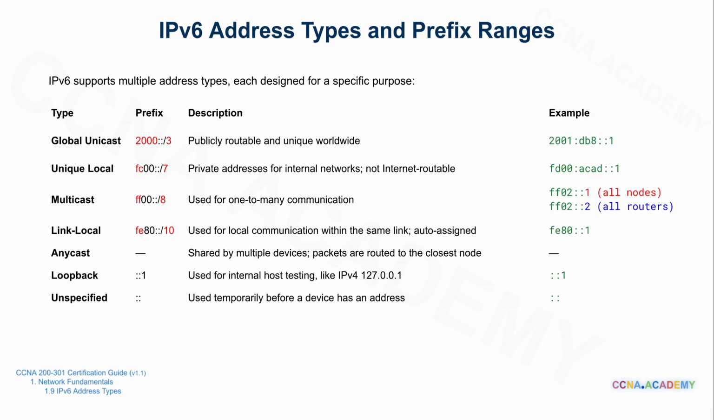IPv6 supports several address types, each with a specific purpose. Global unicast starts with 2000 and has a /3 prefix, is publicly routable. Unique local starts with FC and uses a /7 prefix. It's private and used inside organizations. Multicast starts with FF and uses a /8 prefix. It's for one-to-many communication. Link local starts with FE80 and has a /10 prefix. It's auto-assigned for local communication. Anycast shares one address across multiple devices, delivering packets to the nearest one. Loopback ::1 is for internal testing, and unspecified is used before a device has an address.